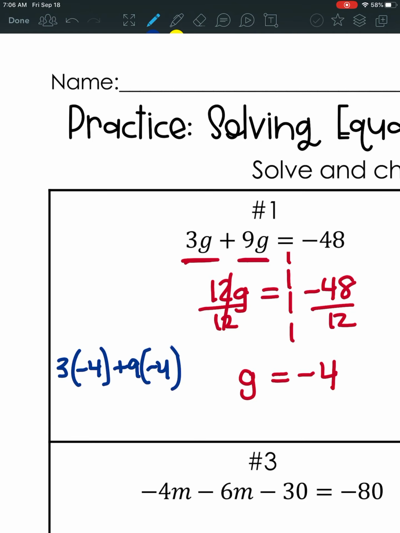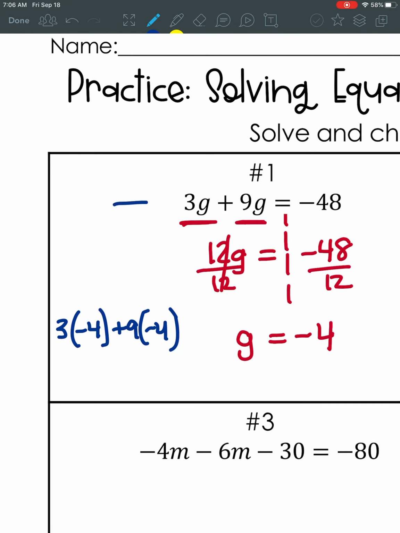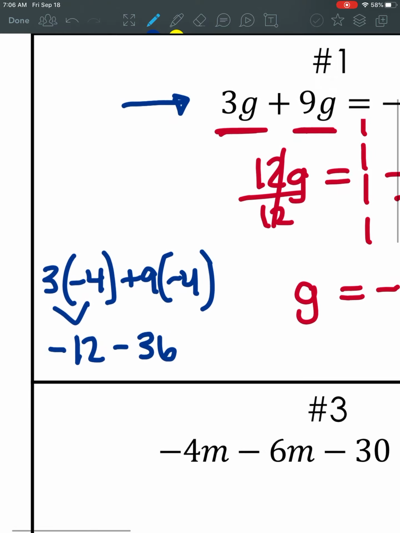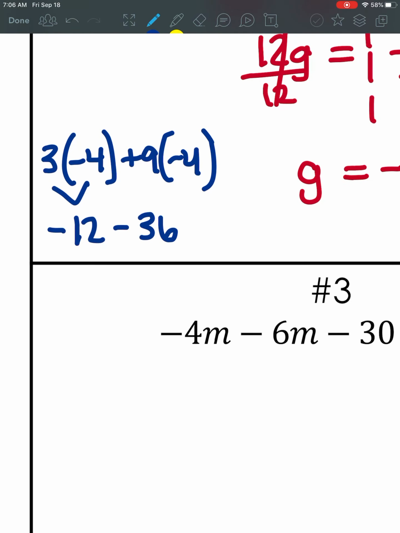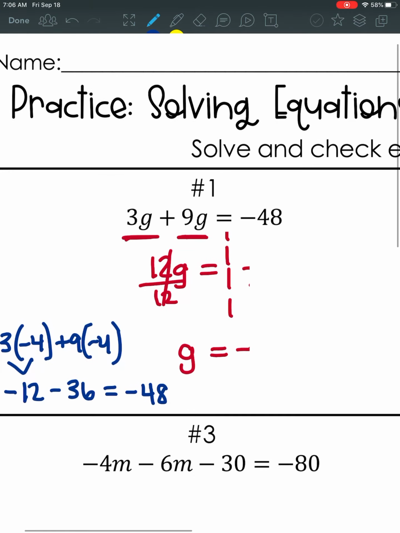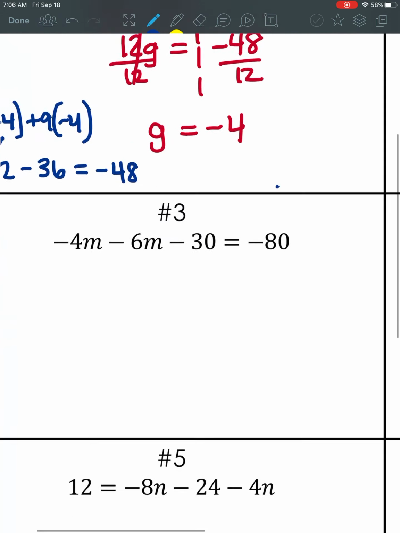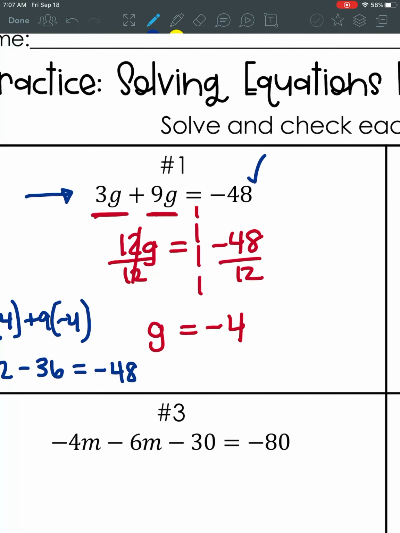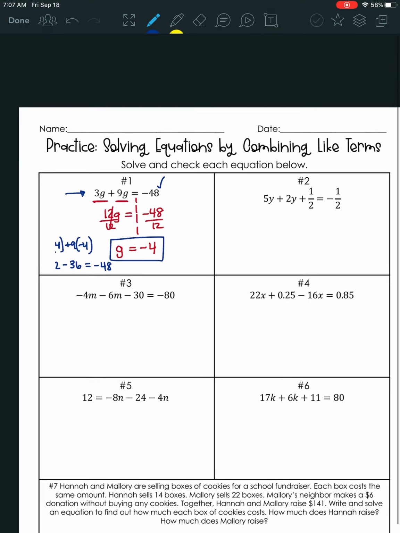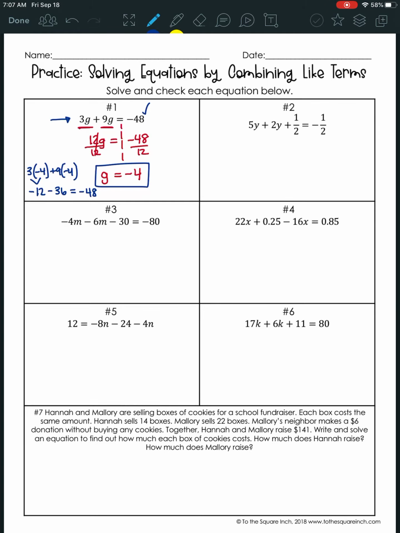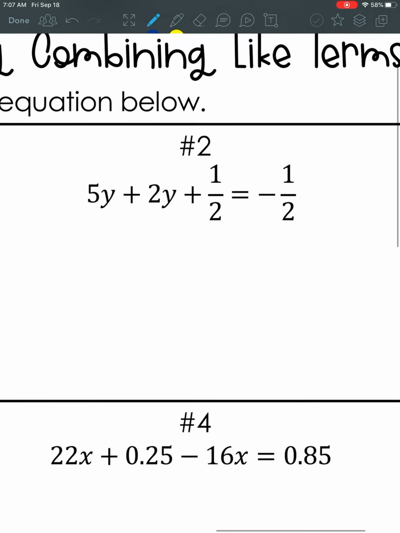Okay, and again, 3g, so 3 times negative 4, plus 9 times negative 4, and we'll see if that goes back to the original equation. So I'm going back and just checking my work. So 3 times negative 4 is negative 12. 9 times negative 4 is a negative 36. So I'm using those signs in front and simplifying the signs, and then negative 12 minus 36. We're going to go backwards, more negative, and add the numbers. So negative 48, and that is what was in that original equation. We know we're right.